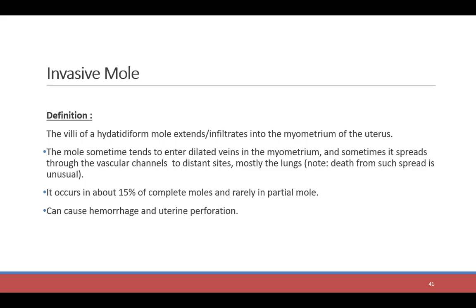Invasive mole is just a molar pregnancy that extends or infiltrates the uterus wall. It's dangerous, and many times it can cause bleeding. So invasive mole is a consequence of molar pregnancy. The chorionic villi extend or invade the uterus wall and can cause remarkable bleeding. And many times, in the invasive mole, they tend to take the whole uterus out, to avoid the extensive bleeding.